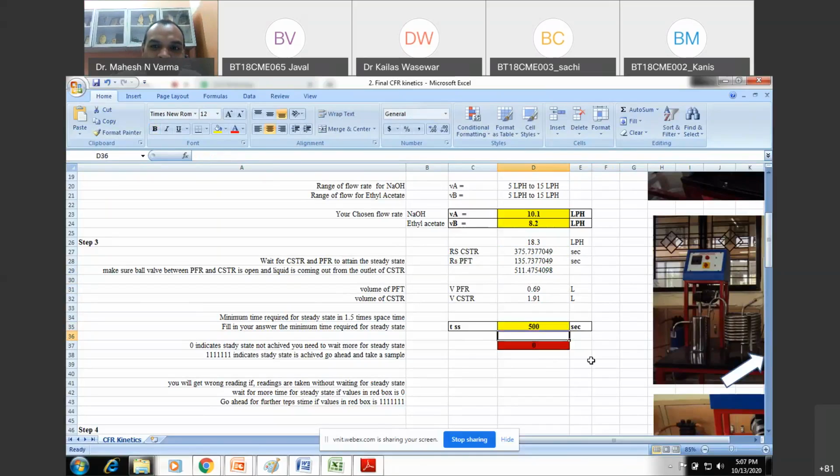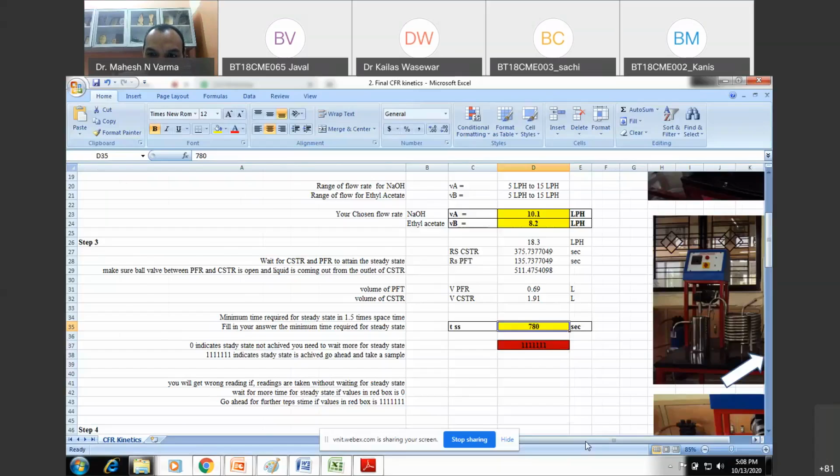Because my reactor is still not filled at all. At 510, 520, it is just filled. I need to wait at least 1.5 times this, which means at least 750 seconds. Still it is not there. At 780 seconds, I think steady state is reached. Everybody got this? Initially you need to wait for steady state.